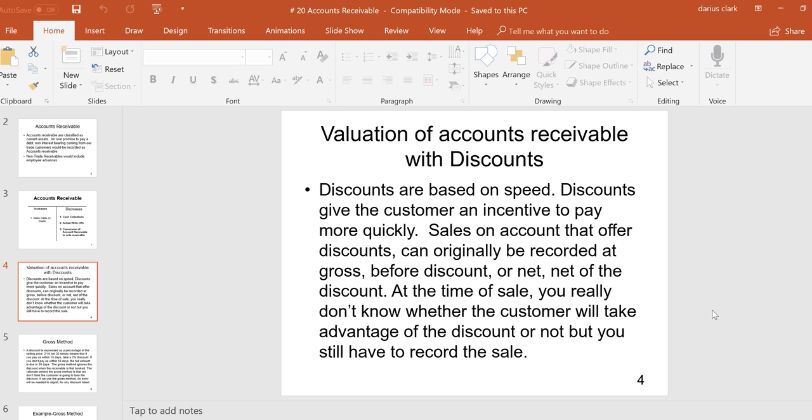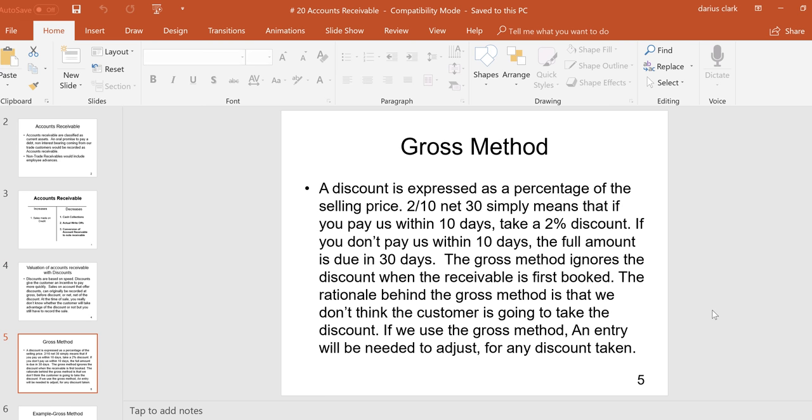Now, for accounting purposes, how do we record that sale? Do we record 100% at the time of sale? Or do we record only 98% at the time of sale? Because let's face it, at the time of sale, we really don't know whether we're going to get 100% or we're only going to get 98% if they pay within the 10 days, and we just don't know. But we still have to record the sale at the time of sale, so we can choose.